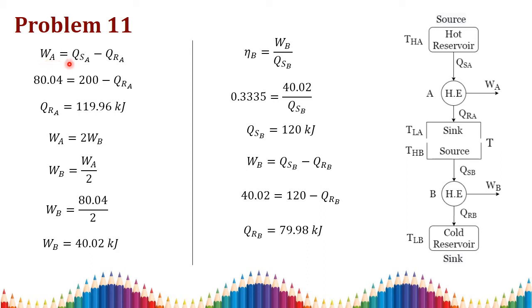And we know that work done is equal to heat supplied minus heat rejected for heat engine A. You substitute all the values. Heat supplied is given in the problem. Work done we have found in the previous slide. So you substitute those values to get QRA is equal to 119.96 kilojoule.